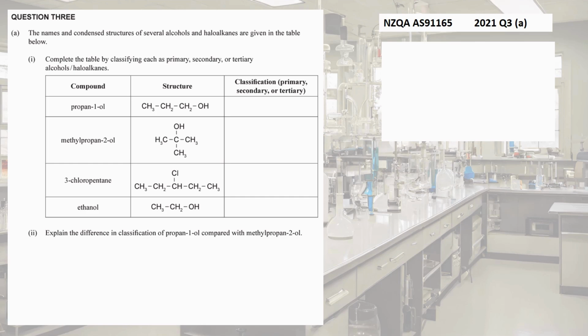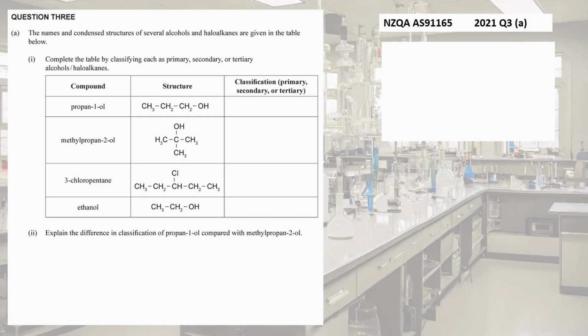Right, we can actually use this technique to answer any type of question about classifying these alcohols or haloalkanes. So let's get into it. So this is question 3, 2021. Here they say the name of the condensed structures of several alcohols and haloalkanes are given in the table below.